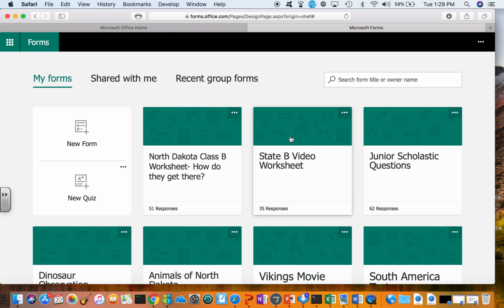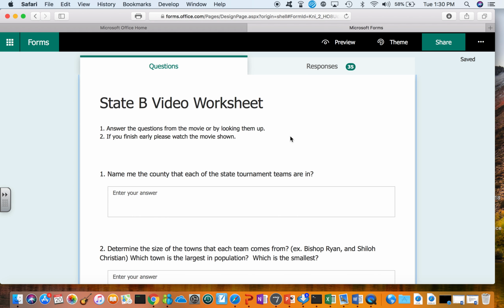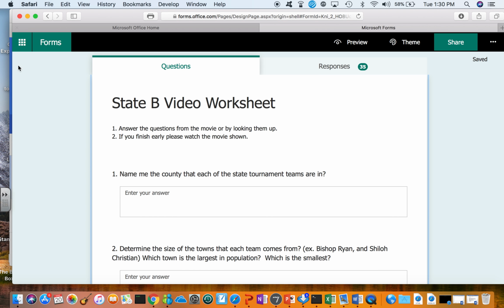The next one, the State B video worksheet, we have to read the questions. It says answer the questions from the movie or by looking them up. If you finish early, please watch the movie shown. You do not have to worry about that. You do not need to know all the teams. Don't need to know basketball. You don't even have to like basketball.